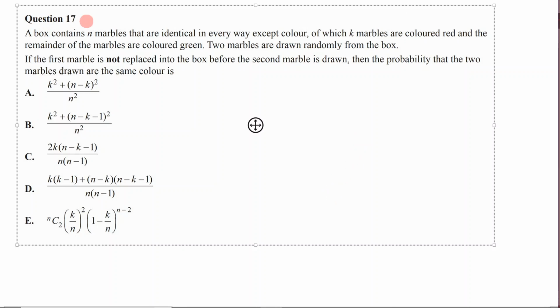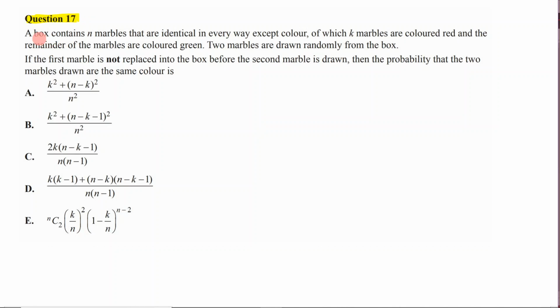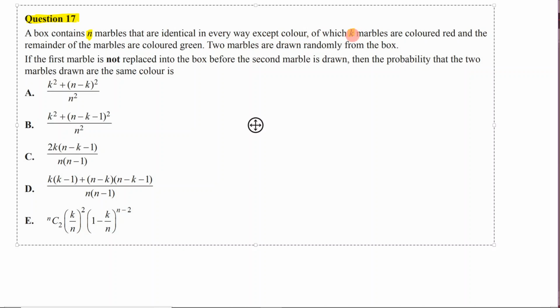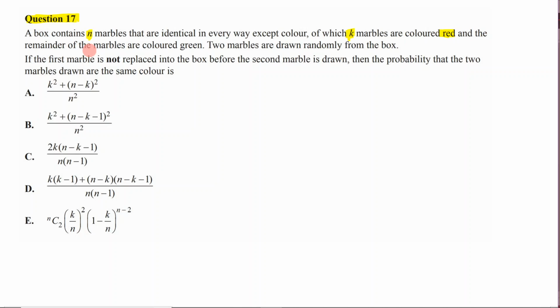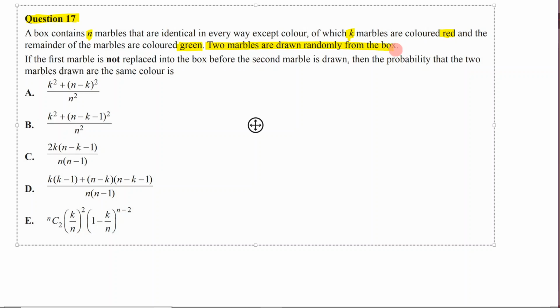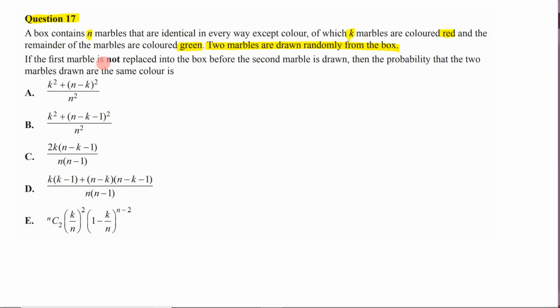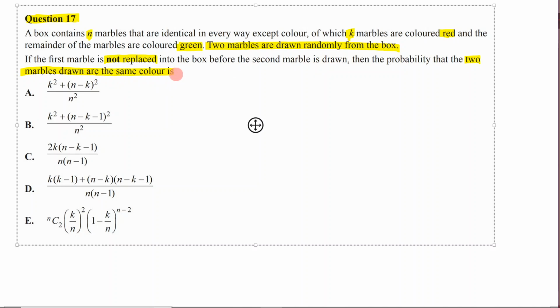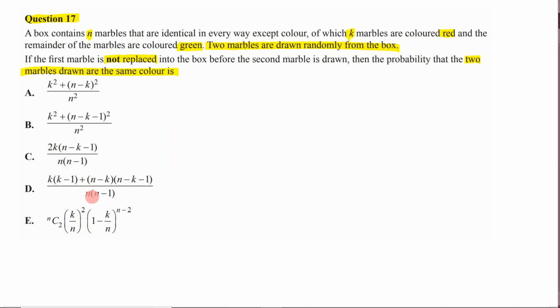Okay, so we are going through question 17, which says a box contains n marbles that are identical in every way except color, of which k marbles are colored red, and the remainder of the marbles are colored green. 2 marbles are drawn randomly from the box. If the first marble is not replaced into the box before the second marble is drawn, then the probability that the 2 marbles drawn are the same color is which of these?